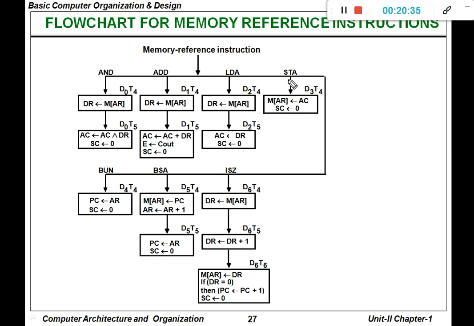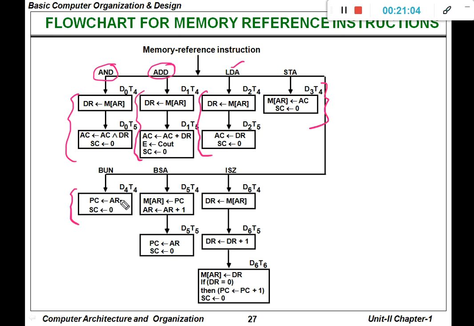If you see all of the operations of memory reference instructions as a single flowchart, we can have this particular flowchart. For the AND operation, we need these two micro operations. For the add operation, we need these two micro operations, and for the load operation, we need these two micro operations. For the store operation, we need a single micro operation. For branch unconditional, we need a single micro operation.